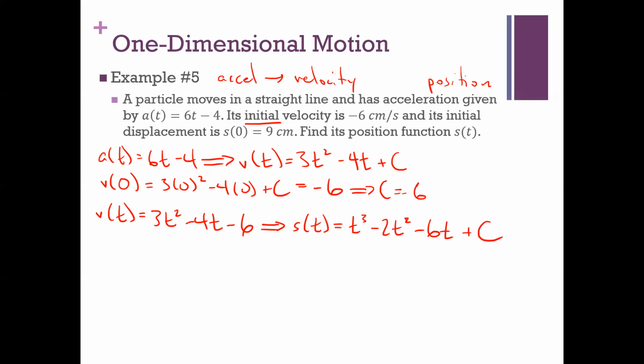Do I have enough information to get C this time? Yes. So I know that s of 0 is equal to what? 9. 9, which means that C is equal to 9. So here's my final particular position function.